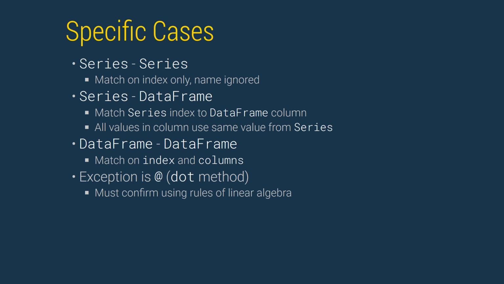Mathematical operations on pandas series and data frames follow a distinct set of rules. Math between 2 series matches items on the index value. Mathematical operations between a series and a data frame match the index of the series with the columns of the data frame. Math between 2 data frames matches both the index and the column name. A notable exception occurs when using the @ operator for matrix multiplication. This operation follows the rules of linear algebra, and so the inside dimensions of the arrays must match.